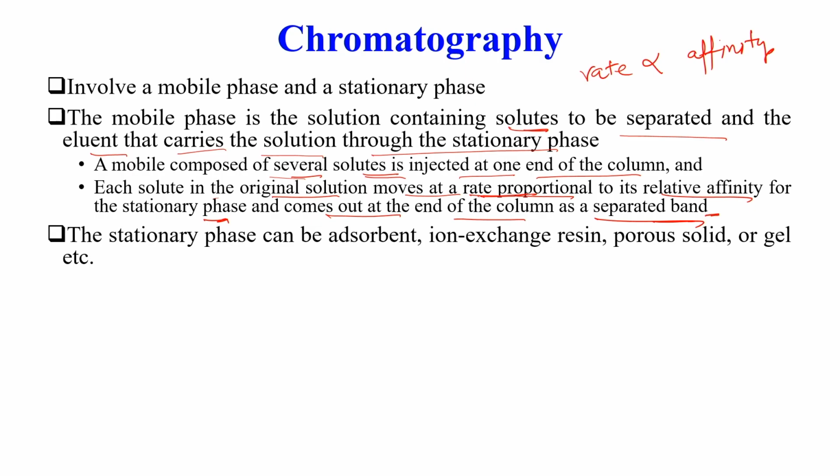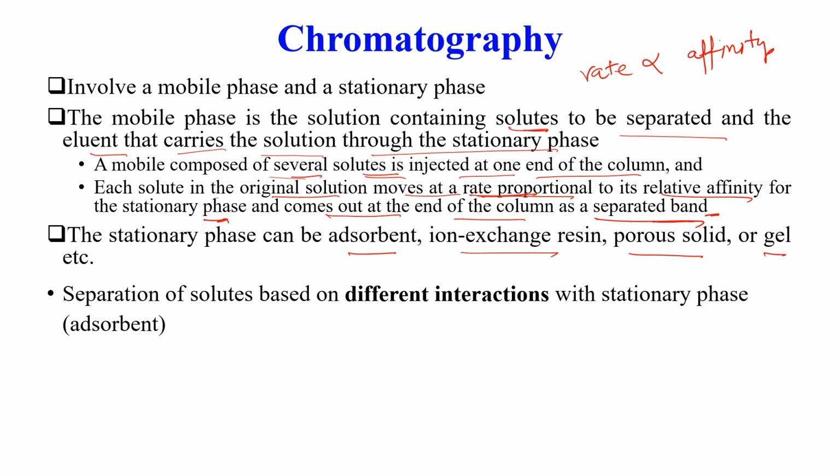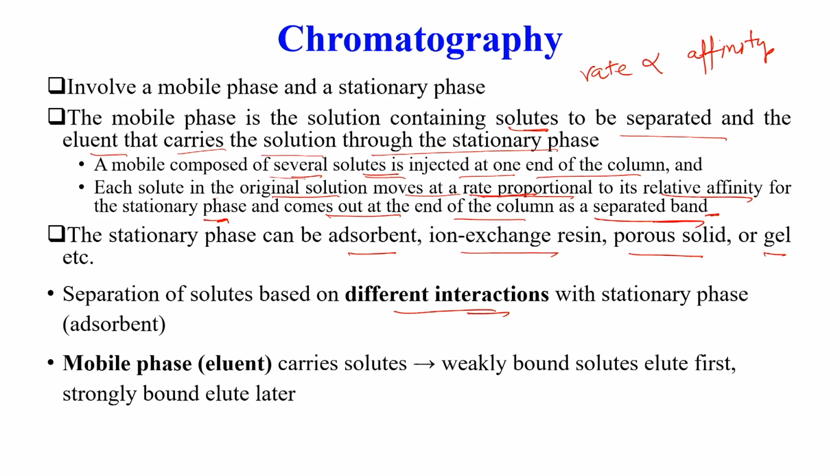Now, the stationary phase can be an adsorbent, an ion exchange reagent, a porous solid, or a gel. The separation of solute is based on the different interactions with the stationary phase, and the mobile phase, which is the eluent, carries the solute. So, what happens? The weakly bound solute will elute first, and the strongly bound solute will elute at different time intervals at a later stage.